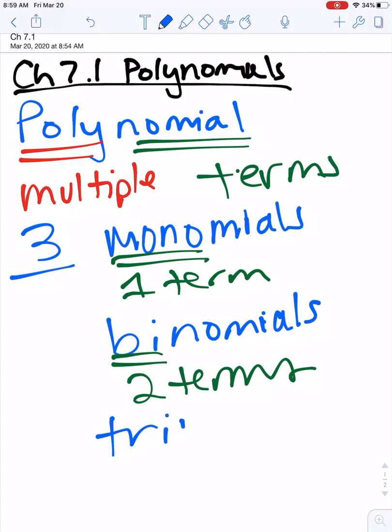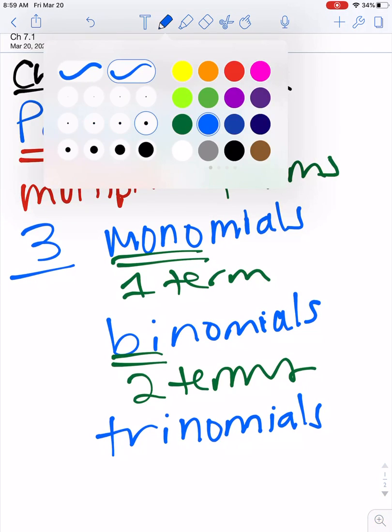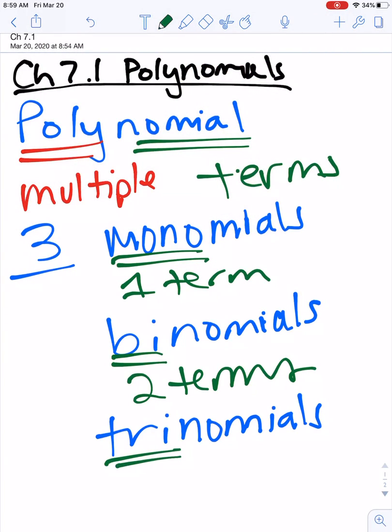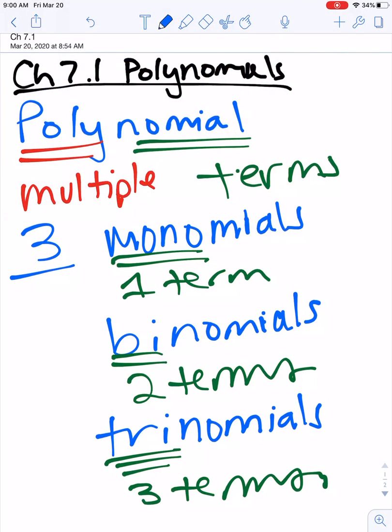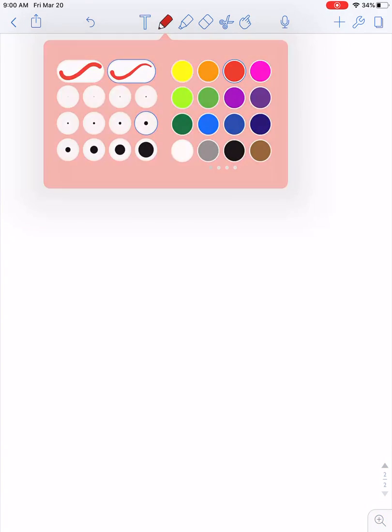And last but not least, we have trinomials. And again, just think of like that tricycle, 3 terms. All right, so those are the 3 main types of polynomials that we're going to be working with. Now, what I'm going to do is give you an example of each one, and please be patient with me. I am not the best at Notability.